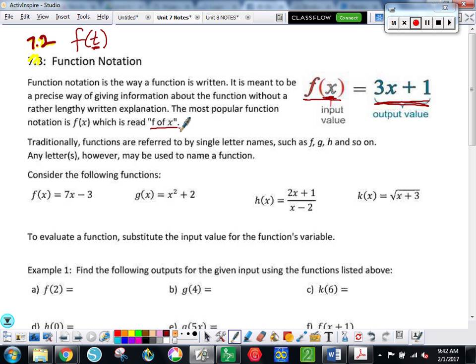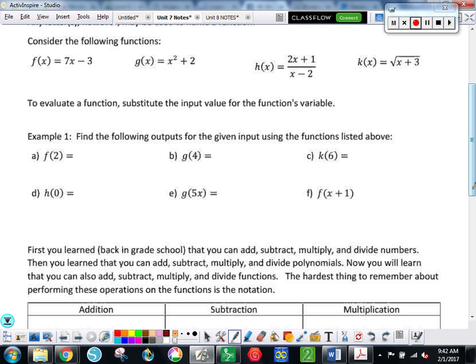Traditionally functions are referred to like f of x, g of x, h of x, and so on. There's not really an i because i is imaginary numbers. j has to do with imaginary numbers, sort of. But k, we would go to. So f of x is almost always the first one you would see, but you could see g, h, and other letters as well. So consider these functions: f of x equals this, g of x equals x squared plus 1, h of x, k of x.